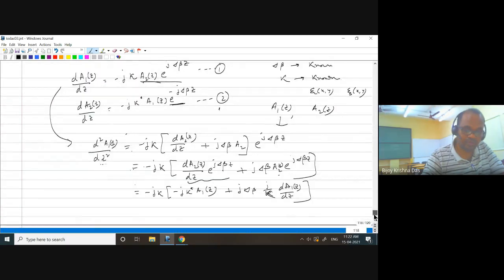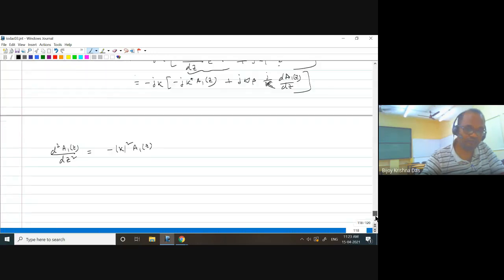So minus kappa square A1(z), and then this one equal to jj minus 1 minus minus plus. So here one j is also there, so 1j will be there, kappa kappa cancel. So you have j delta beta plus j delta beta and so on. So plus j delta beta dA1(z)/dz. So that is your equation 3.